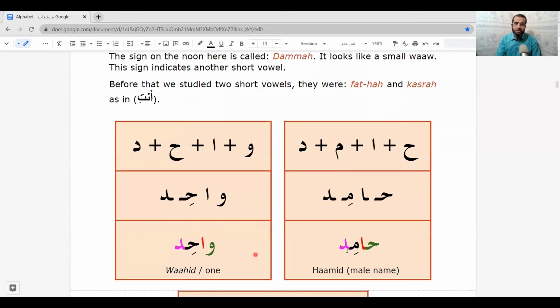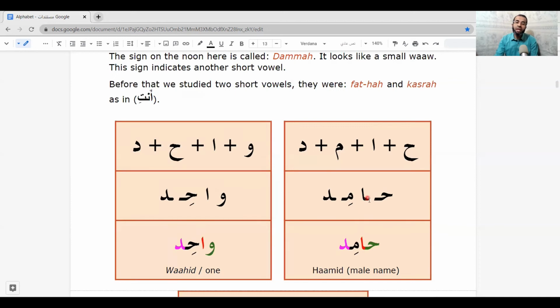Now let's read these words. Here we have four letters. The sounds are ha, a, ma, d. This letter mim has kasra. So will it be mu or ma or mi? It's kasra. It's below it. So we'll say mi. So this will be what? Ha followed by a long vowel. Ha. Mi. D. Hamid. This is Hamid. This is a male name.